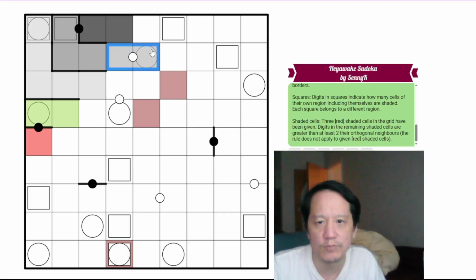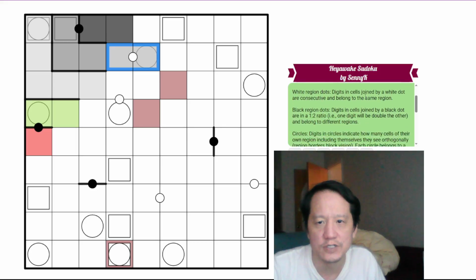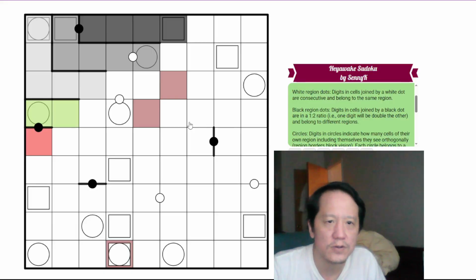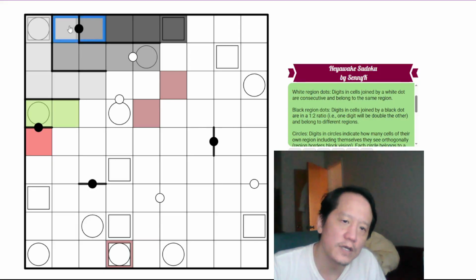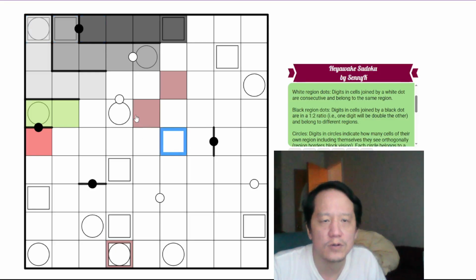And these are in the same region because of the white region dot rule. They belong to the same region. Therefore, dark has to go that way. So we have a square and a circle here. So this is a boundary there. We need a shaded cell in one of these cells. We don't know where. Okay.